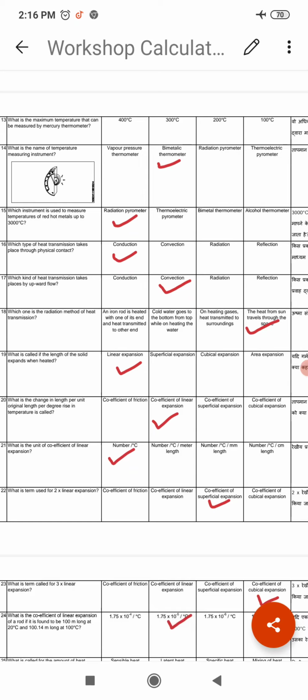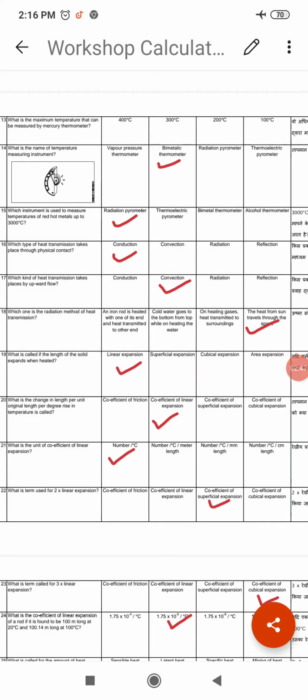What instrument is used to measure temperature of hot bodies up to 3000 degrees centigrade? It's radiation pyrometer. Next, which type of heat transmission takes place through physical contact? It's conduction. Answer A. Which kind of heat transmission takes place by upward flow? It's convection. Option B. Which one of the following is radiation method of heat transmission? The heat from sun travels through the space.